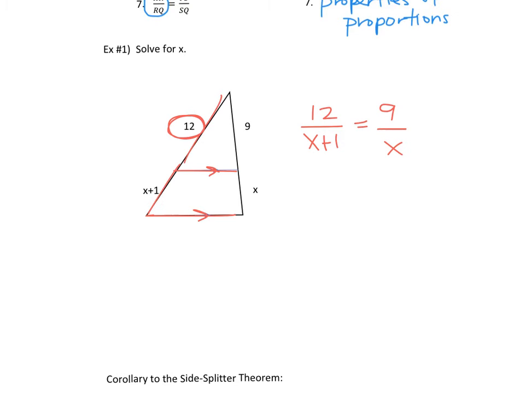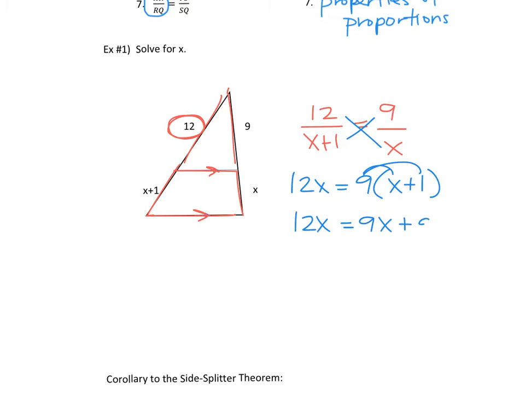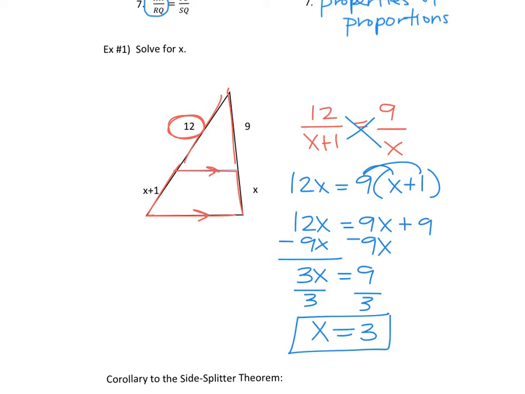Okay, so the two that are on the same line set equal to the two that are on the same line. Just make sure that if you go 12 over x plus 1, you cannot go x over 9, right? You got to go in the same order that you started in. What do you do to solve that? You cross multiply. So it's going to be 12x equals 9 times x plus 1. You'll distribute, so 12x equals 9x plus 9. Take away the 9x. So 3x equals 9, and then divide by 3. So x should be 3 there.